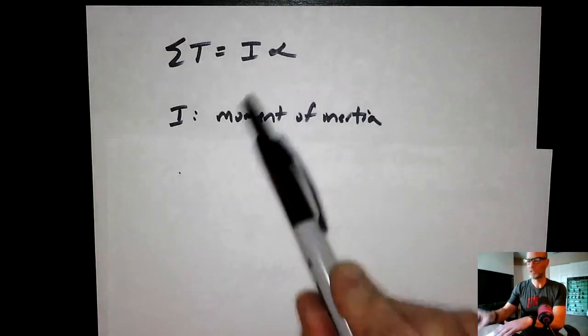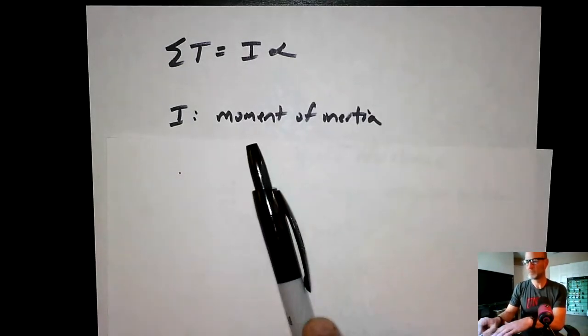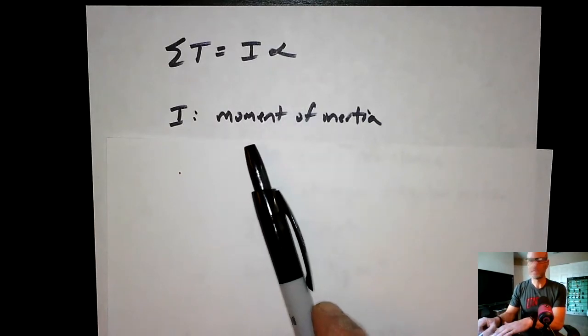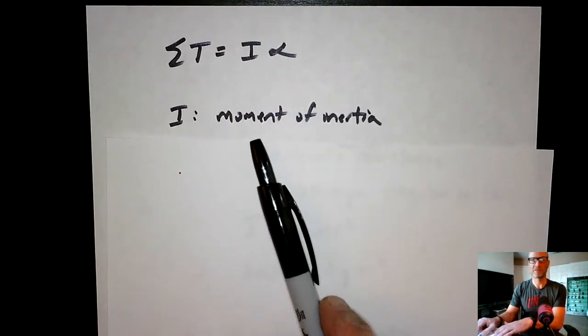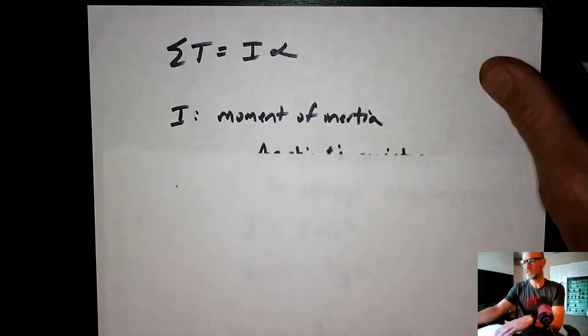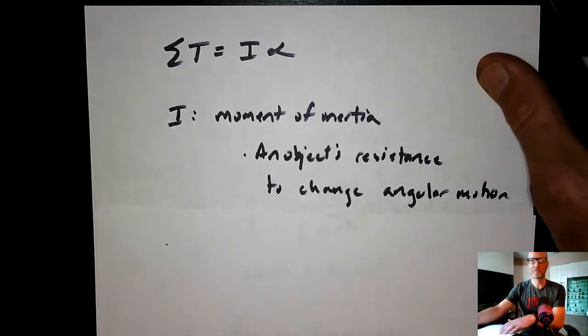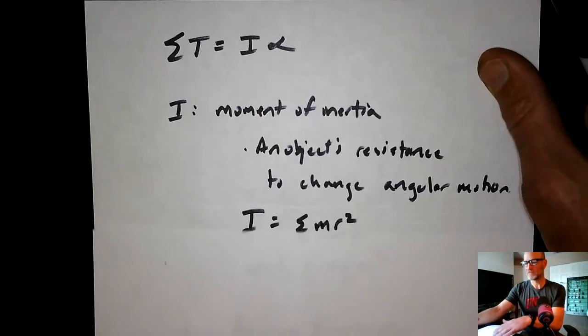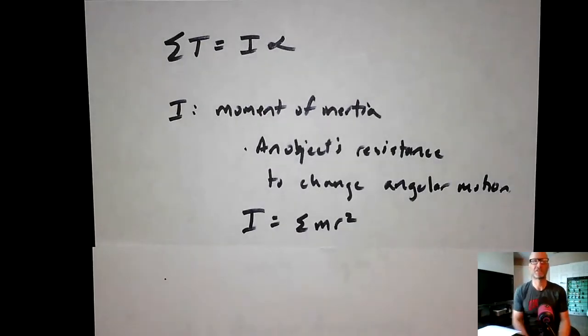I in the equation is moment of inertia. I've done a video on this, so make sure you understand moment of inertia. It's an object's resistance to change in angular motion. And we know it's a function of how the mass is distributed about the axis of rotation. So we use this equation: the sum of the mass particles of the object times how far those masses are from the axis of rotation squared is how we calculate moment of inertia.